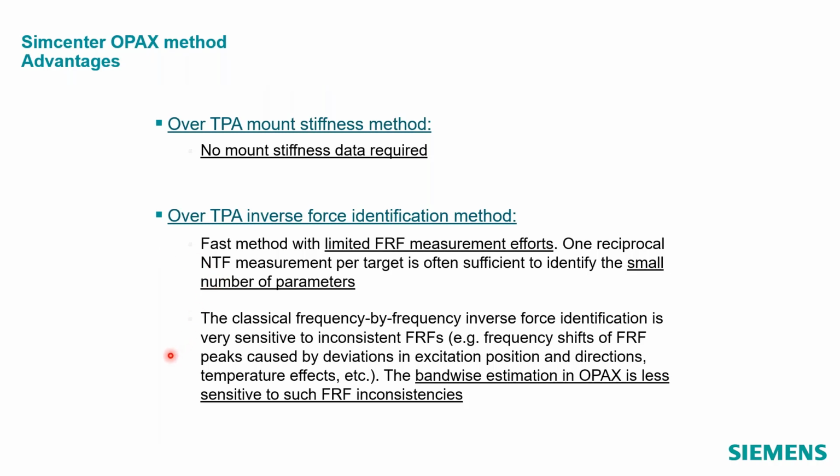Other advantage of the OPACS method is the traditional methods all solve frequency line by frequency line, and the loads can be kind of bumpy. So there's a lot of noise or variation in the loads. And here, because we can solve for the loads bandwise, the loads are much smoother in OPACS than matrix inversion, for example.